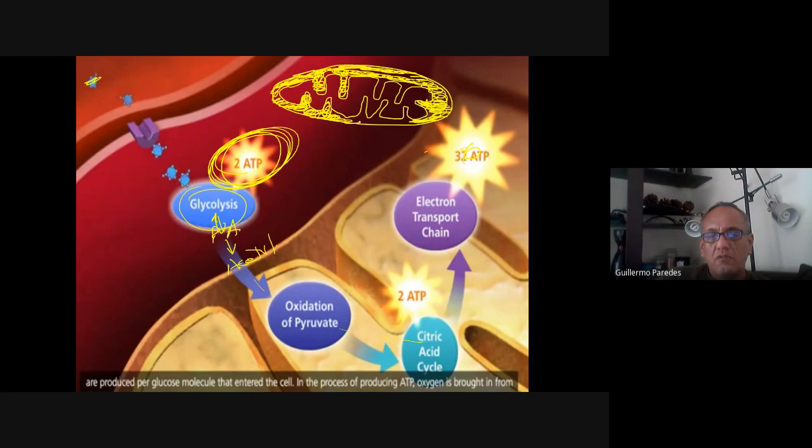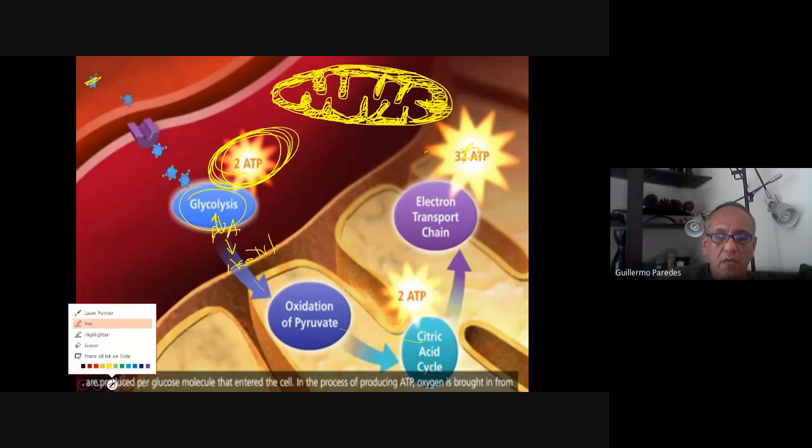Okay, so it's getting shape. It's worth the time to do this because I want you to have a good idea of what we are doing here. So can you see the shape of the mitochondria? Okay? All right, excellent. Now here, I want you to see that we have the Krebs cycle happening here.